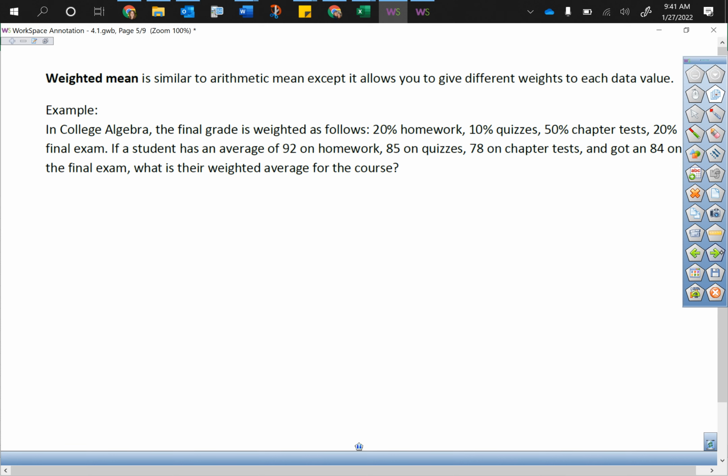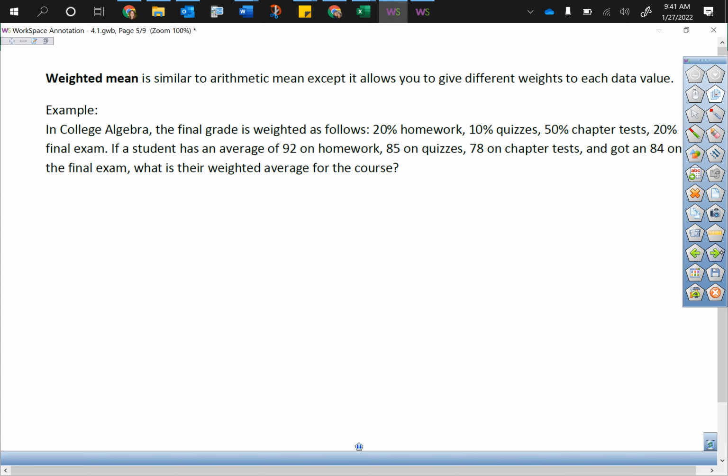Now the next thing we're going to talk about is a weighted mean. You guys know what a weighted mean is, you just might not have calculated it. A weighted mean is similar to an arithmetic mean, except it allows you to give different weights to each data value. A really good example of this would be your grade. You know that in here, 50% of your grade is tests, 25% is homework, and 25% is your final. That's a weighted average. That's a weighted mean.